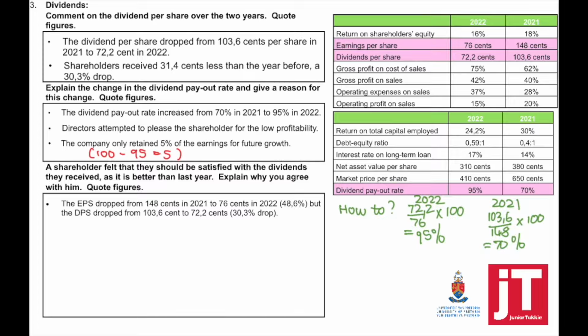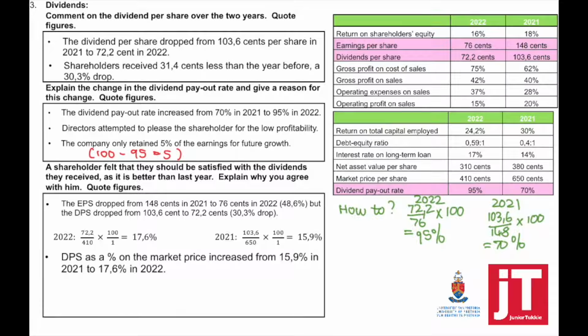So you can use percentage as well. Calculate the percentage by how much. But the dividends per share also dropped from 103.6 cents to 72.2 cents. Now, if we take those figures and we now work it out as a percentage on the market price, look how it changes the picture.